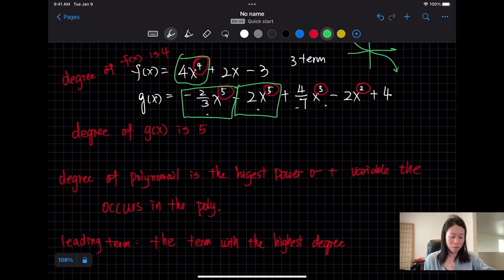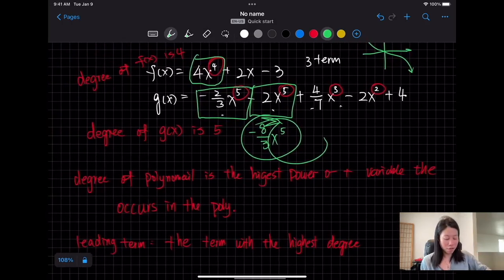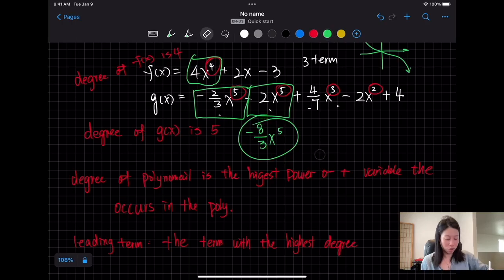Well, if you think about that, maybe we can combine these two together since the power functions have the same degree. So we have negative 2/3 minus 2, which equals negative 8/3 x to the 5th. So that means the leading term for the g of x function is negative 8/3 x to the 5th power.